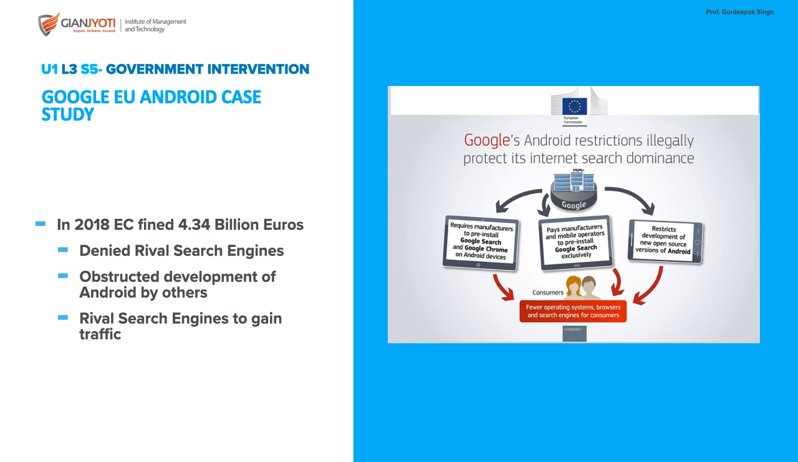Now, the European Commission said that they were defaulting on three aspects. Number one, they were denying the rival search engines to reach the consumers. So that was the monopoly they were trying to build, and they have no right to put something preloaded, pre-installed on every device. They also obstructed the development of Android products by developers other than Google. And also, they were denying the rival search engines to gain traffic as they had no access to the consumers. So they fined them heavily, 4.34 billion.